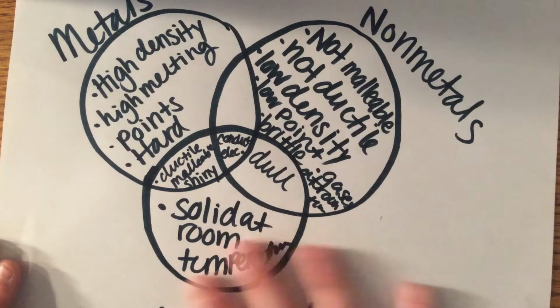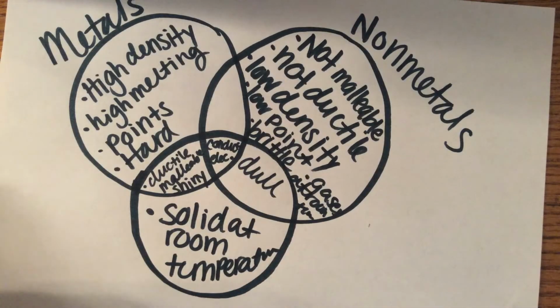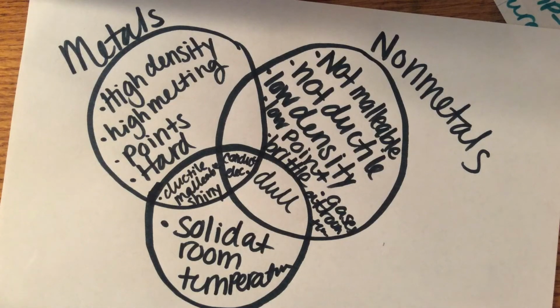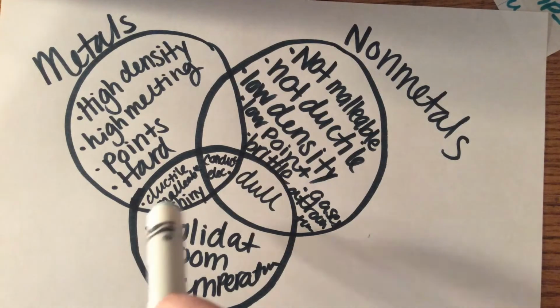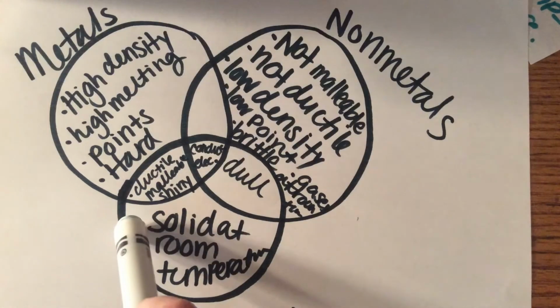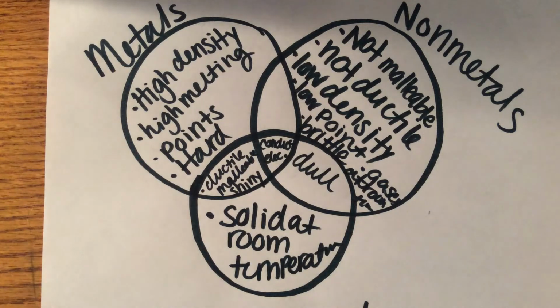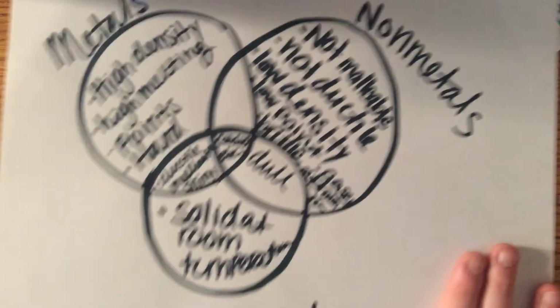A pro for using Venn diagrams is it is a great way to organize information. A con would be that it can be kind of time consuming, and like I mentioned earlier, unless you draw your circles really big, it can be kind of hard to read and write inside of them. But that is how you use a Venn diagram reading strategy for a science lesson.